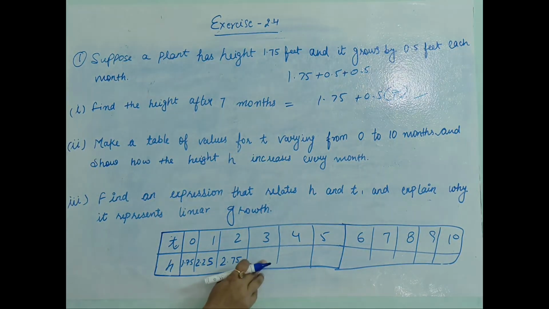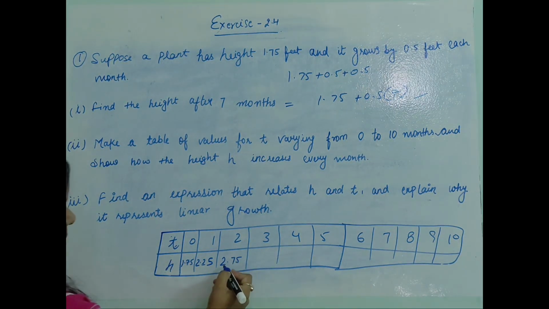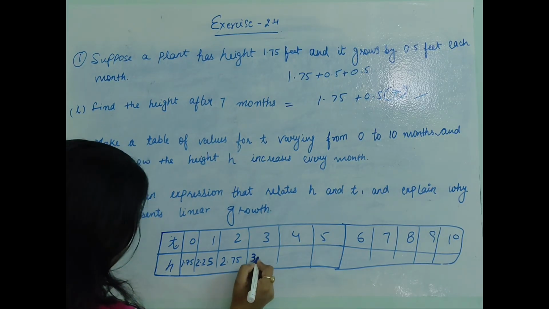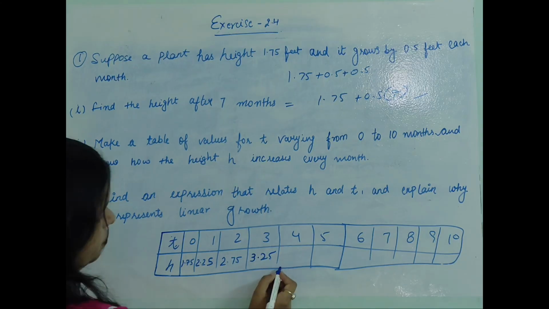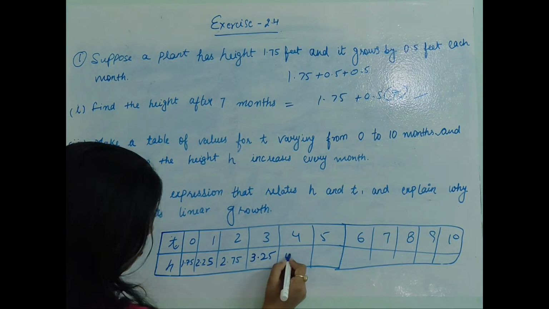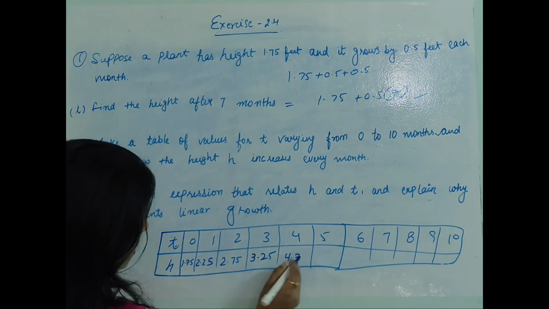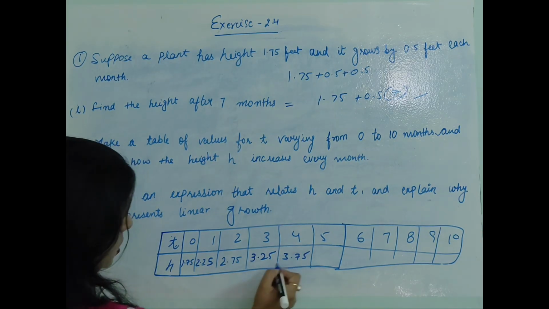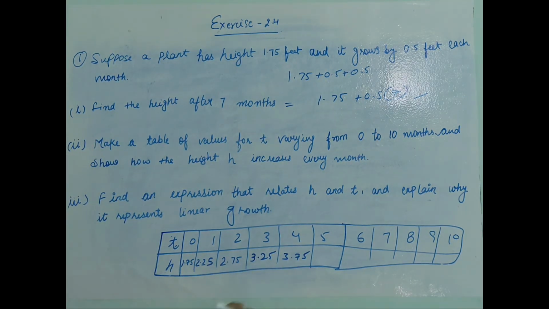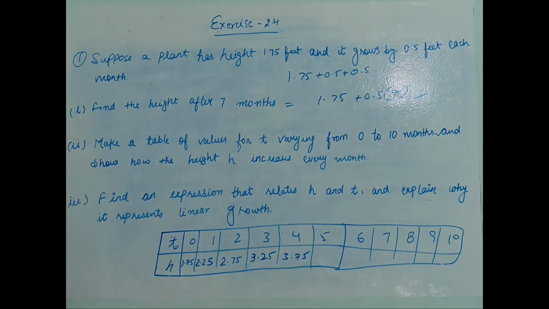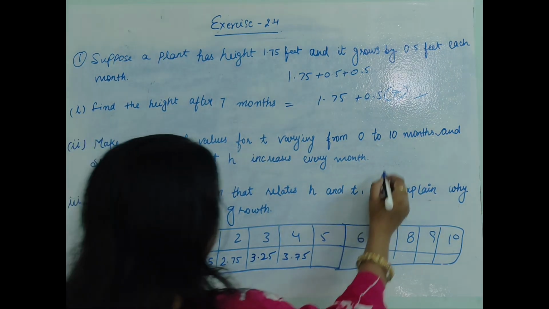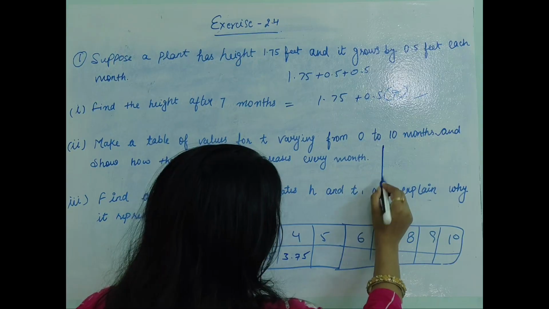So let's calculate some more. 2.75 at the third month, what will be? 3.25. Next month it will be 3.75. Okay, in this order, and now you can make a graph of it because they have asked us to create the graph.